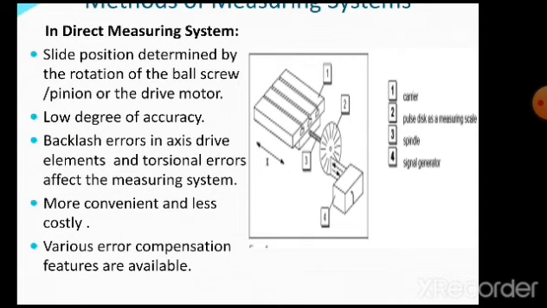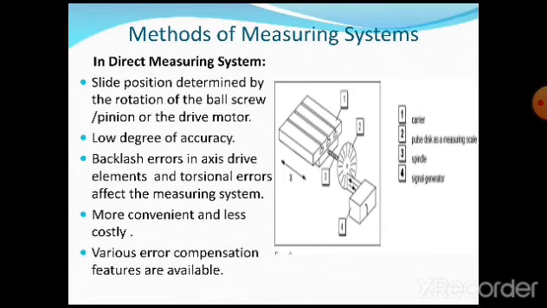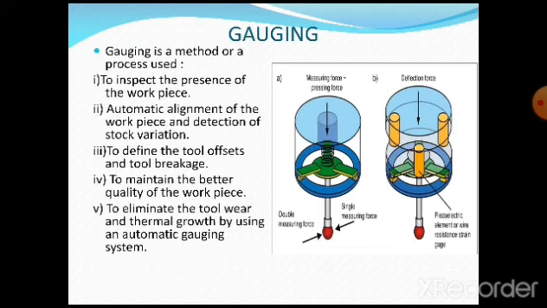Various error compensation features are available. That means whatever these errors like backlash and torsional errors can be rectified directly by using the automatic provision in case of CNC machines. So these are considered as very, very two important aspects whenever the measurement is to be taken in case of CNC machines.